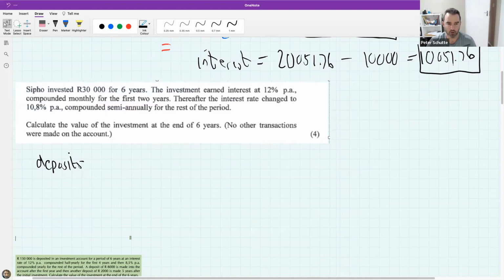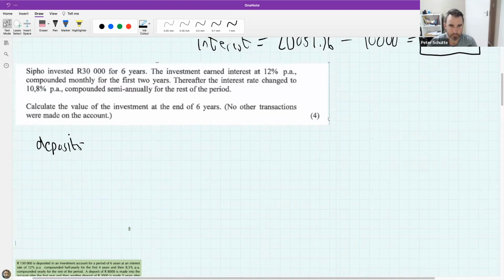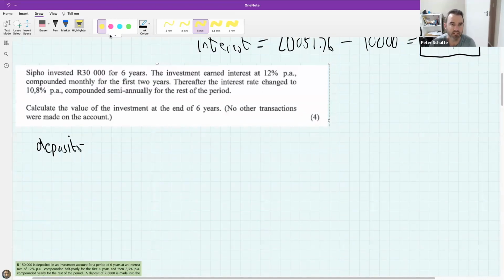Okay, so let's look at this question here. At the moment, it says Sipho invested 30,000 for 6 years. So that's the time that we're dealing with. The investment earned interest at 12% per annum, compounded monthly for the first 2 years. Then the interest rate, now notice the word interest rate, not interest, changed to 10.8% compounded semi-annually for the rest of the period.